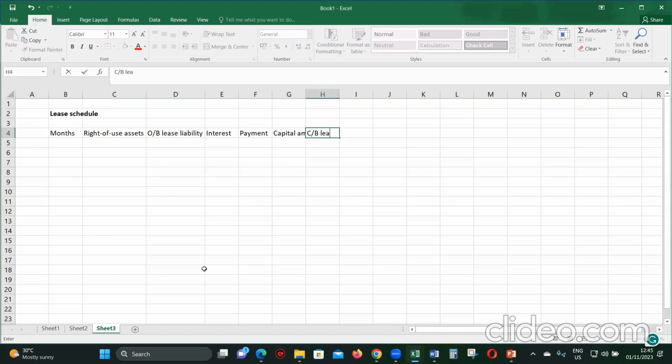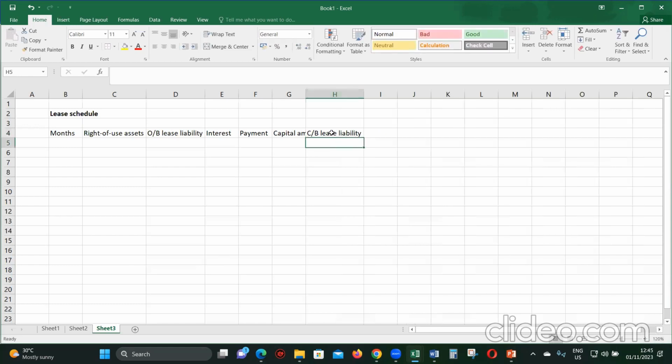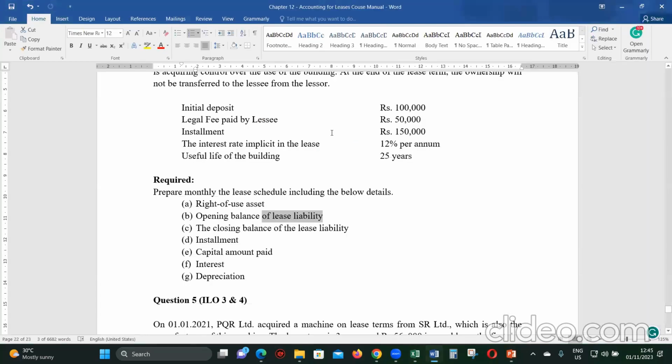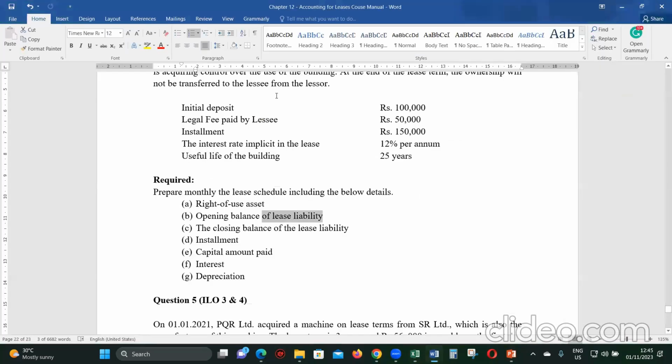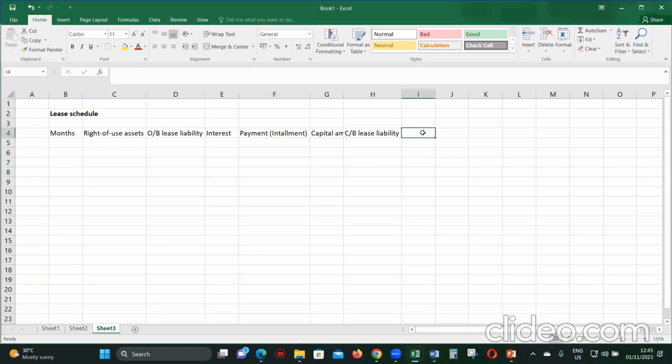There's no hard and fast rule to prepare this lease schedule. If you want, you can take closing balance of the lease liability at the end. That will be easy. Installment means this payment, right? Installment. That is the monthly installment, capital amount, interest. All right. We have to mention the depreciation as well.